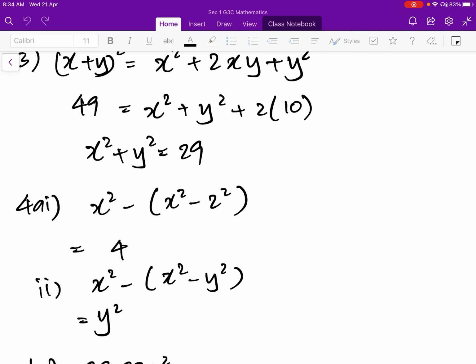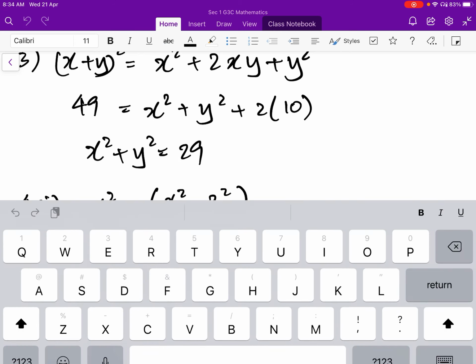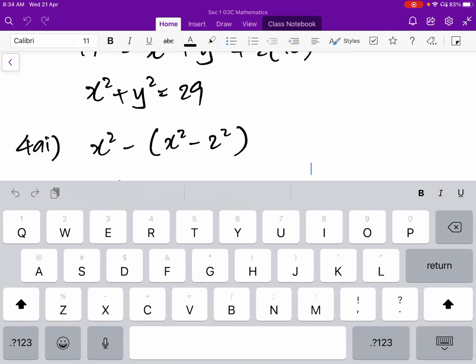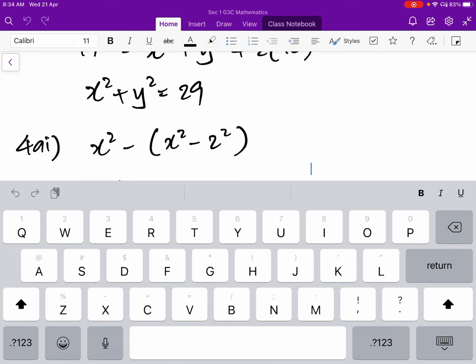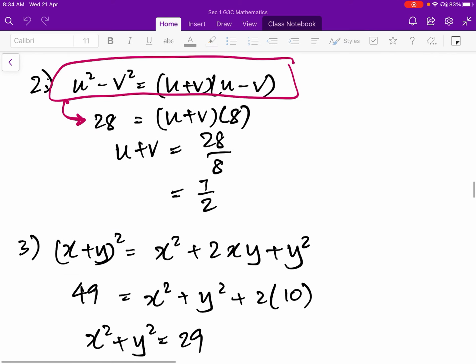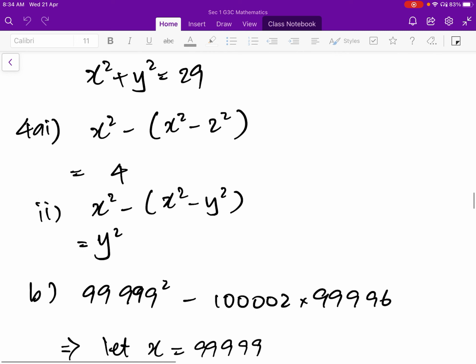Of course, you could do it like this: x squared minus, then open a big bracket, then you do them step by step, x squared minus 2x, then 2 times x plus 2x, then hey, they disappear, 0. And then you have 2 times negative 2, minus 4. Isn't it the same? x squared minus 4, straight away. So put them back into the equation. x squared minus 2 squared.